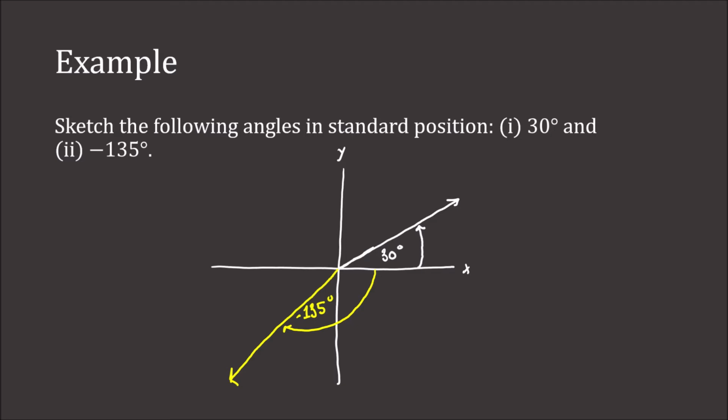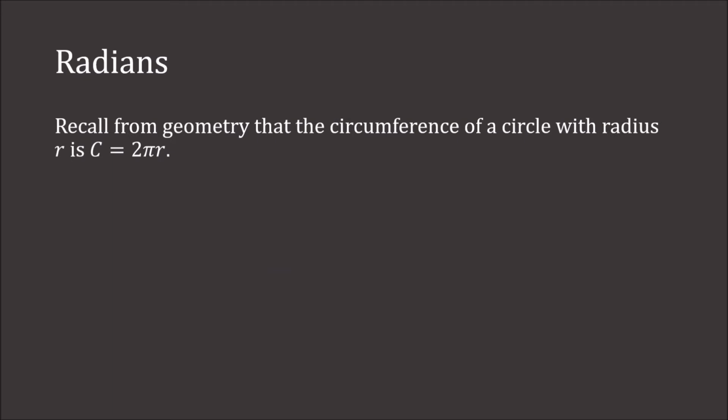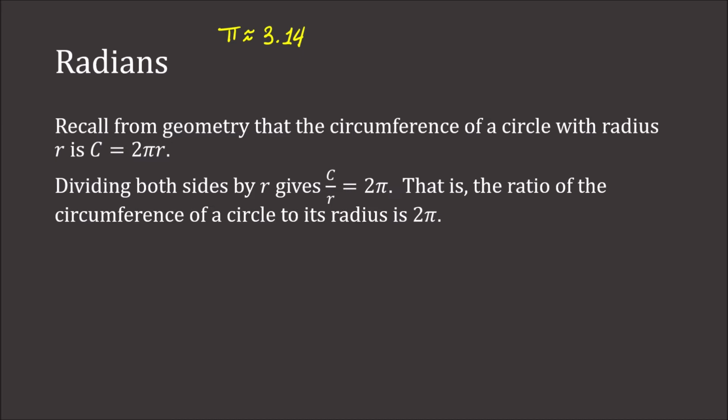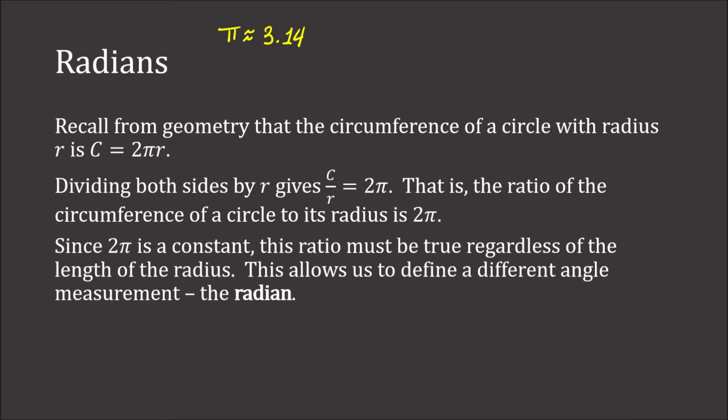So the second common measure is known as the radian. Recall that the circumference of a circle with radius r is given by 2 pi r, right? The circumference of a circle is 2 pi times the radius, where pi is a fixed constant and typically is taken as 3.14. Dividing both sides by r will give us C over r is equal to 2 pi. So what this is telling us is that the ratio of the circumference of a circle to its radius is 2 times pi. In other words, this ratio is a constant. So the ratio is 2 pi regardless of whatever the length of the radius is.